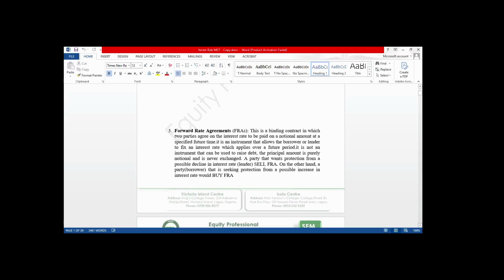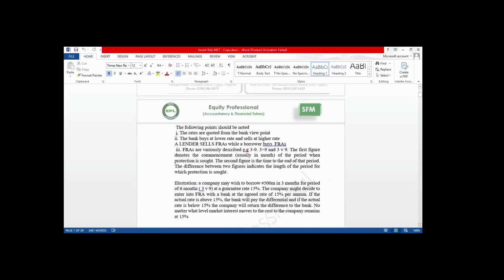We explained that the borrower will buy FRAs, while the lender will sell FRAs. And we explained that FRAs are variously described. You can have 3 to 9, 3 versus 9, 3 multiplied by 9. We explained this last week.